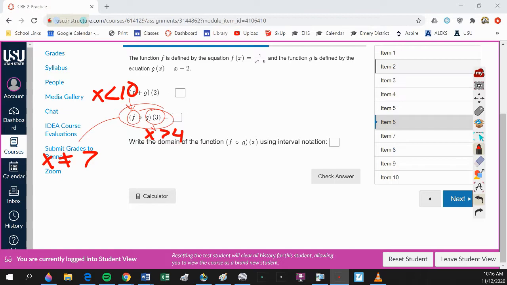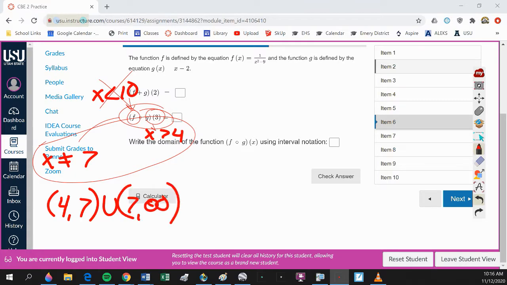Well, I take the intersection of those. I can ignore this one. When I intersect them, put what they have in common, what would the domain be in interval notation? From 4 up except 7. So 4 to 7, union with 7 to infinity. Does that make sense? Okay.